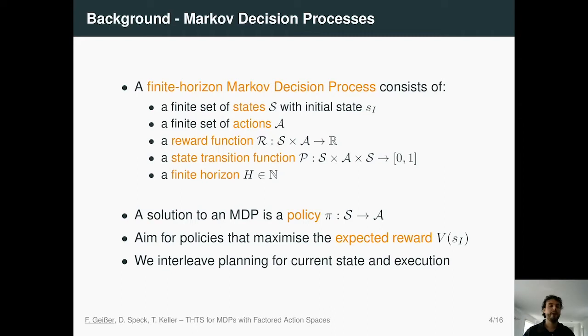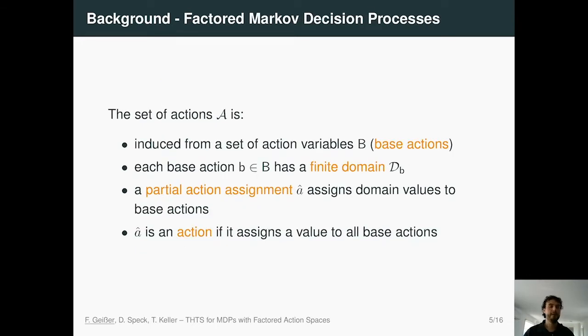And we have a finite horizon, that means we can only apply a finite number of actions until we reach a terminal state. A solution to an MDP is a policy, that is a mapping from states to actions, and usually we aim for policies that maximize the expected reward in the initial state. And in this talk, we are also going to focus on algorithms that interleave planning for the current state and the execution. As I said, we are interested in factored MDPs and especially in MDPs with factored action spaces.